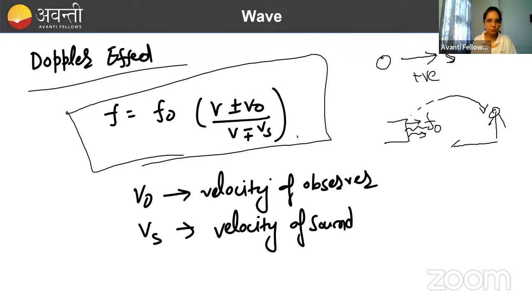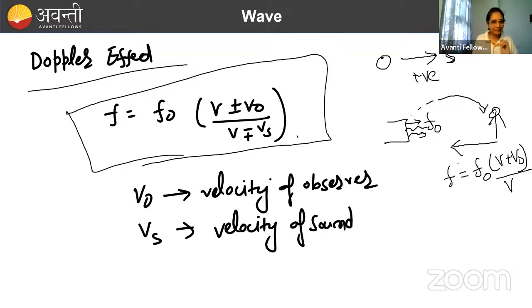But if this person is moving towards it, that is, the velocity of the observer is towards the source, what will be the frequency received by this person? Again, if the observer is moving towards the source, we have to consider that direction as positive. So the apparent frequency will be F naught (V plus V naught). And since I wrote that the source is at rest, I will write V only, because I took Vs as zero. So plus it is.